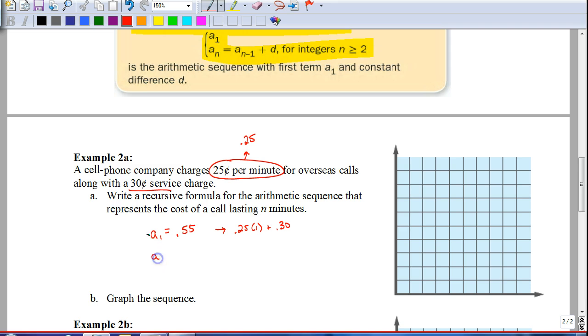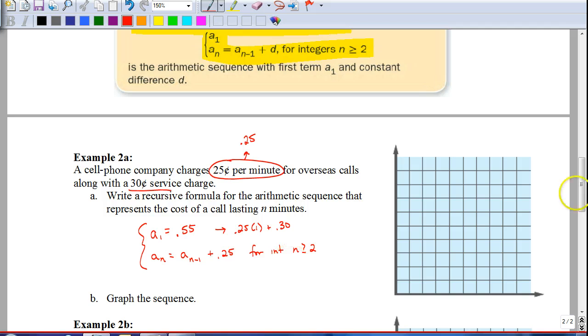Okay, so now we want to find the next term in the sequence. To do that, we take the previous term and add 25 cents each time. That's your constant difference, your rate of change. We'd use this formula for the second term on, so for integers where n is greater than or equal to 2.